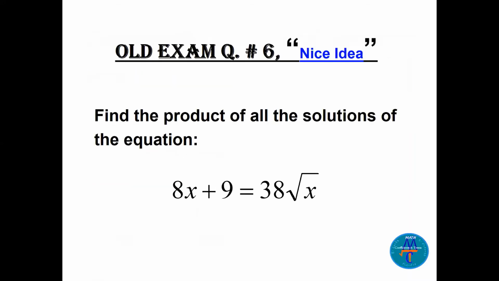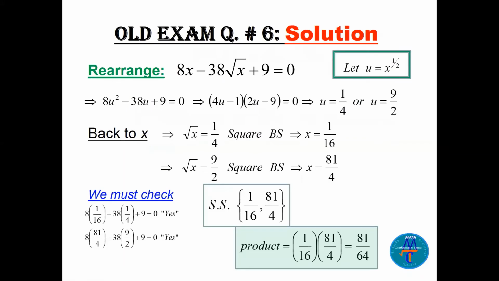Now let's see question number 6. Find the product. Oh, this is a nice idea here. Usually, what do you do here? If I say usually, you have a radical, you square both sides. You can do that. Square all this, square all that. But what will happen here? Suppose you don't have a calculator. 38 squared, and then here you have 8x plus 9. So there is a hidden idea. Easy hidden idea. It will make things very easy.